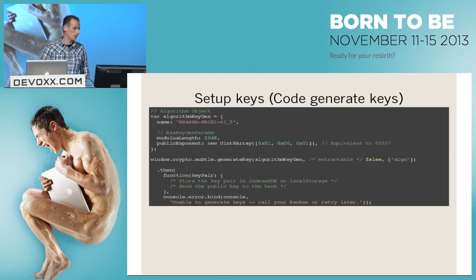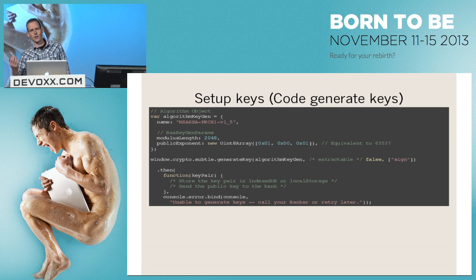If you have that object, you can create the key by calling the generateKey function, providing it the algorithm and two extra parameters. The first one is a Boolean that indicates whether you want to be able to extract the private key from the key store. In this case, we don't have to extract it, so we specify false. And you also have to specify which operations you want to do with the key.